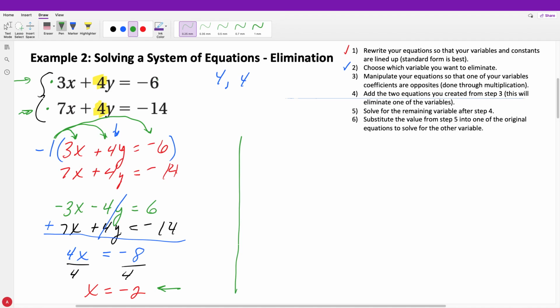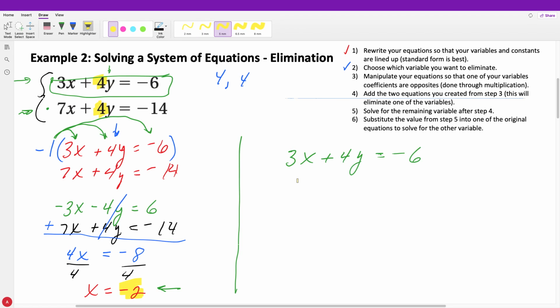And it really doesn't matter. Since both my y's have a coefficient of 4 in front of them, it won't matter necessarily which equation I substitute into, because I'm dividing by 4. So I'm going to pick this top equation simply because 3 is smaller than 7. So it's a smaller number I'm multiplying by with -2. So I have the equation 3x plus 4y is equal to -6. I know now that x is equal to -2, so where I see x, I can substitute -2. So now I have 3 times -2 plus 4y is equal to -6.